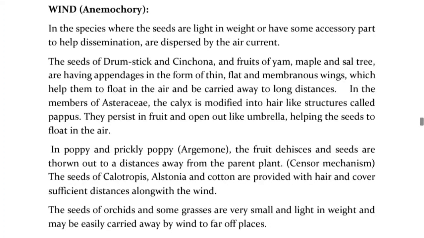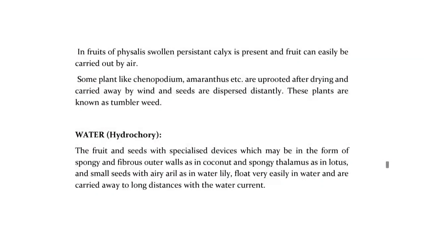In poppy and prickly poppy, the fruit dehisces and seeds are thrown out to a distance away from the parent plant. Censor mechanism. The seeds of Calotropis, Alstonia and cotton are provided with hair and cover sufficient distances along with the wind. The seeds of orchids and some grasses are very small and light in weight and may be easily carried away by wind to far off places. In fruits of Physalis, a swollen persistent calyx is present and the fruit can easily be carried by air.